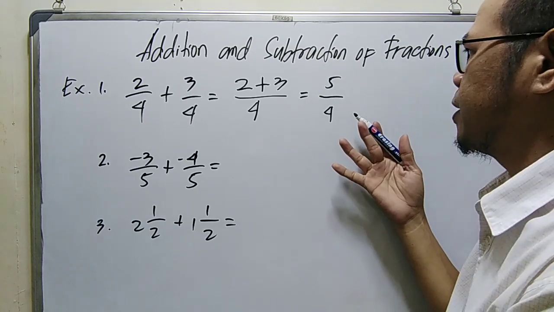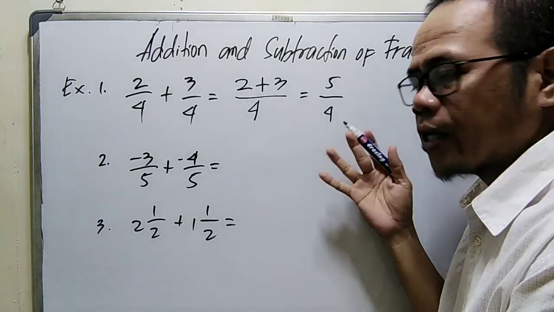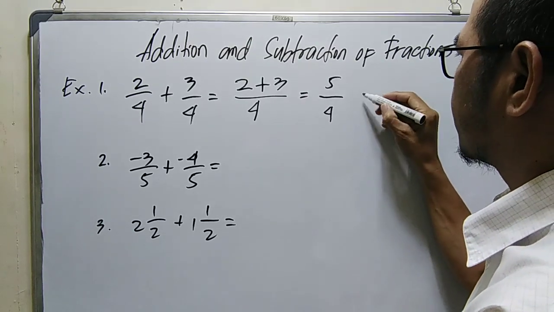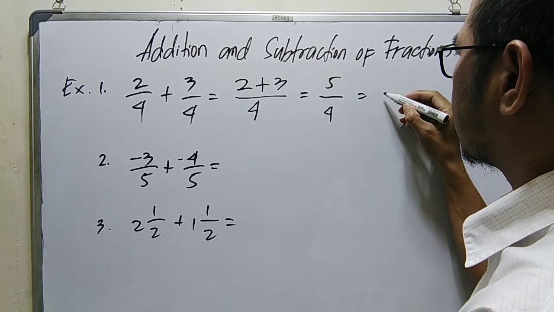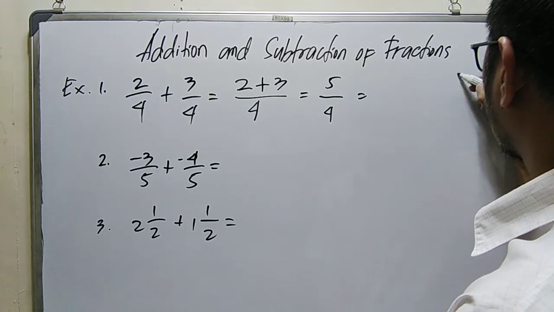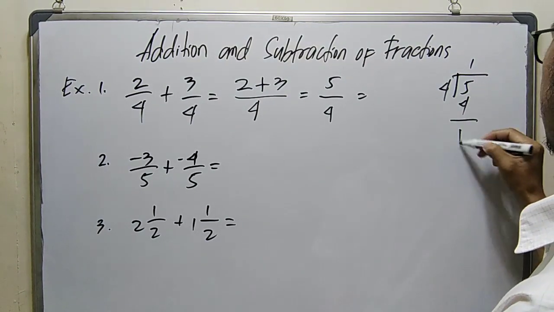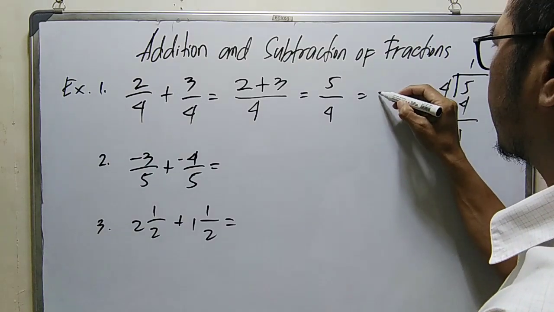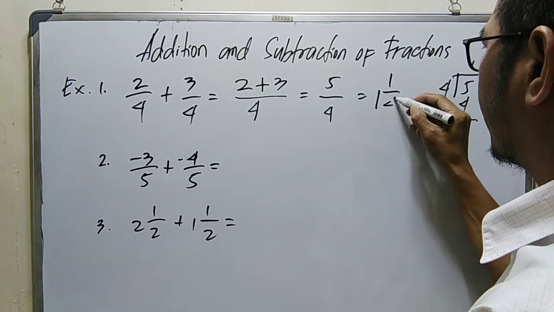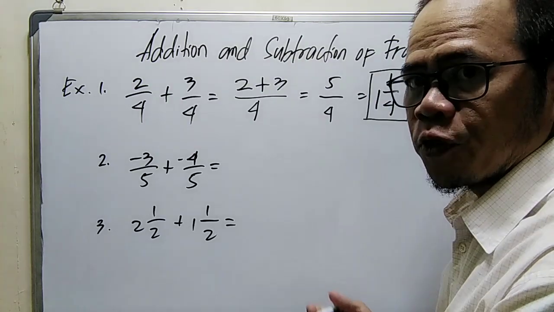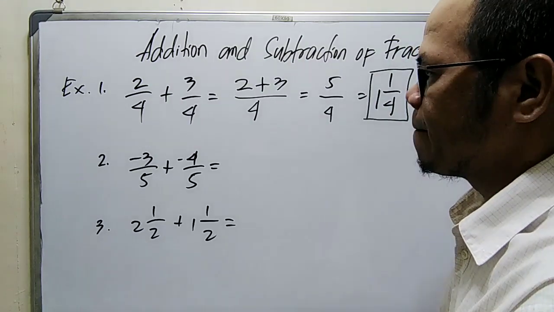So since this is improper fraction, we have to change this one into mixed numbers. Okay, equals, i-divide natin yan, so magiging 1 and 1/4. So this is your final answer. Okay, let's proceed to number 2.